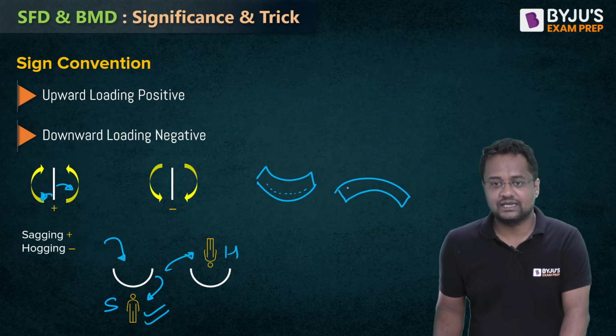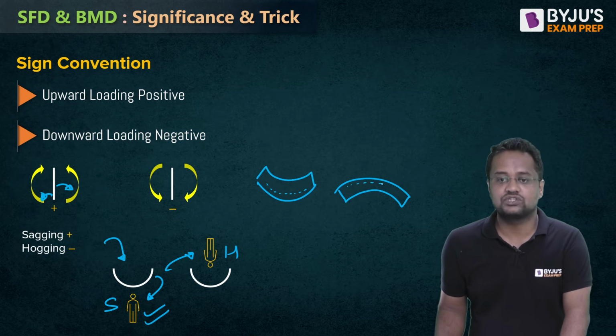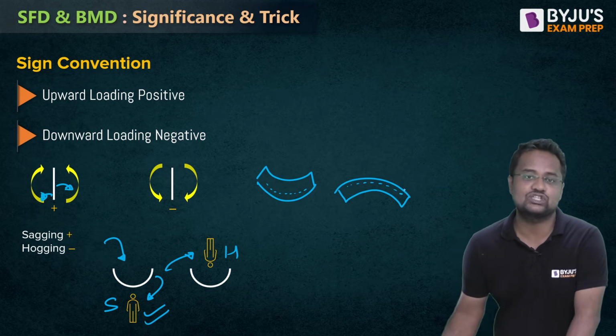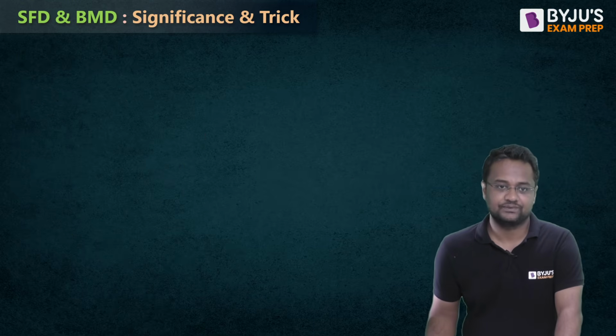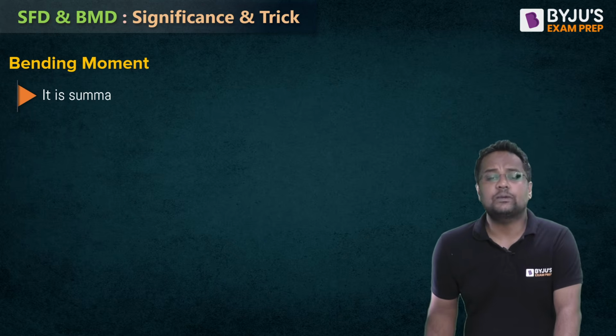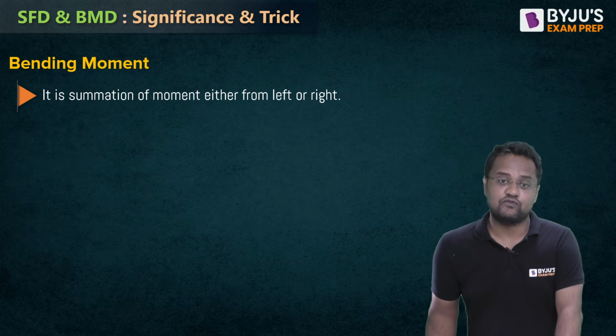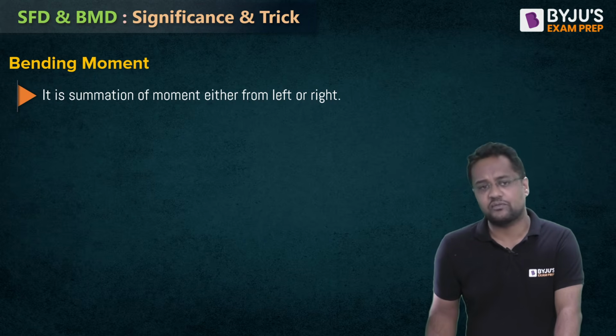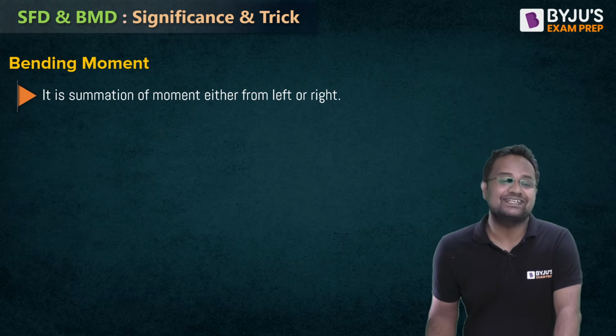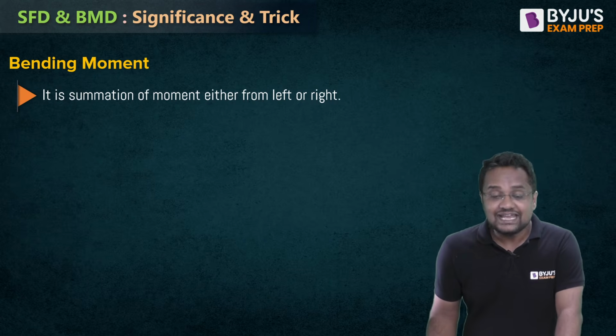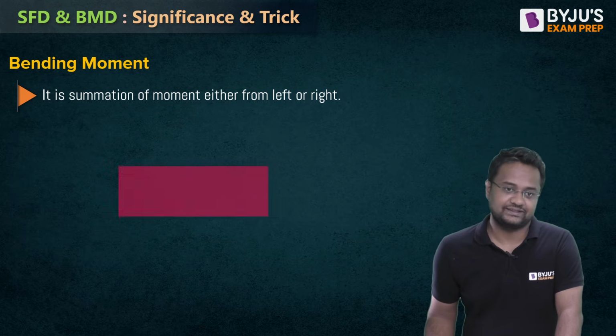So hogging will be like this, tension will be upward, so we'll put steel here because concrete is weak in tension. Now, let me tell you the bending moment. Like shear force is the summation of forces either from left or from right, bending moment is the summation of moments either from left or from right.